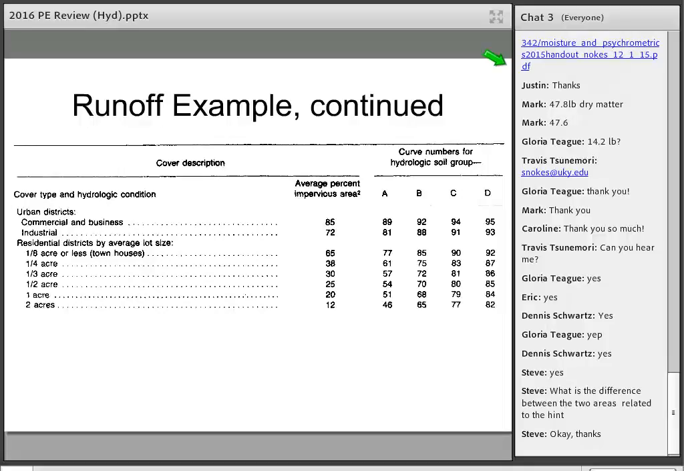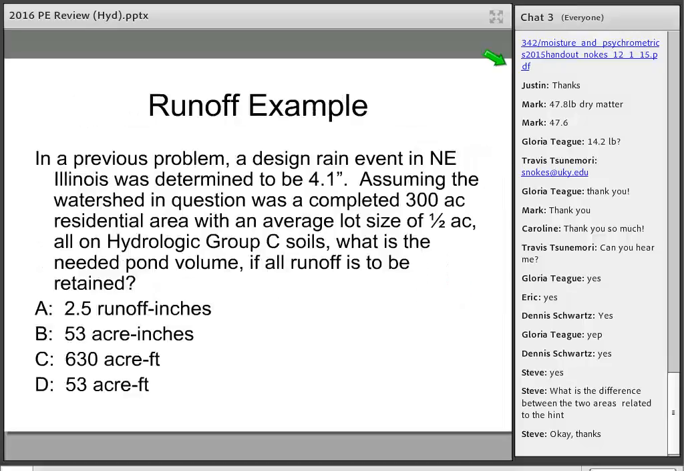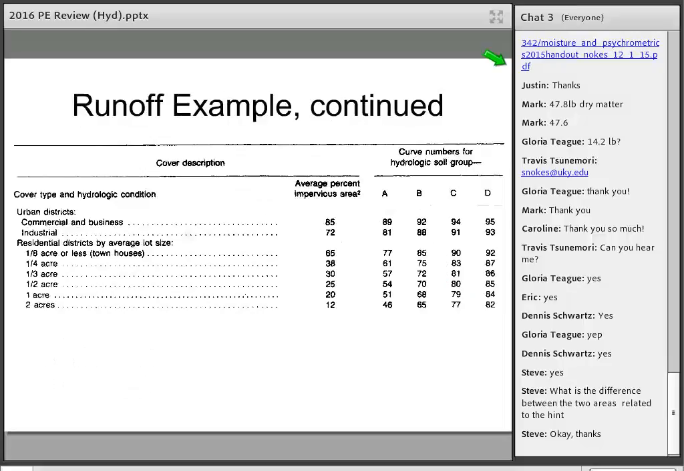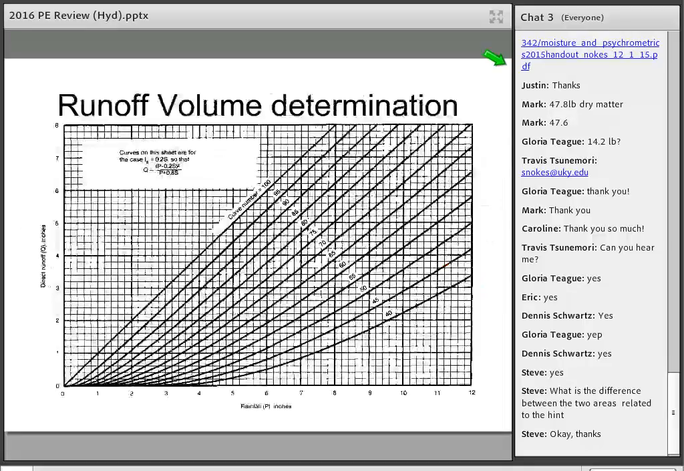So let's see what we got to do. We had C hydrologic group, and if I remember right, we said quarter-acre lots. No, half-acre lots was what I specified. Let me back up, make sure. Yep, half-acre lots. Okay, so that means we've got a curve number of 80. So we've got 300 acres with a curve number of 80. What's the volume of rainfall we're going to deal with a 4.1 inch rainfall? Okay, so here's the chart. We'll take 4.1 and run right up vertically to that 80 line.